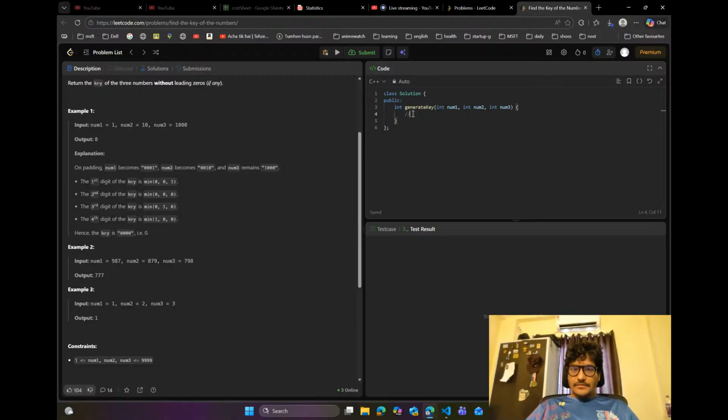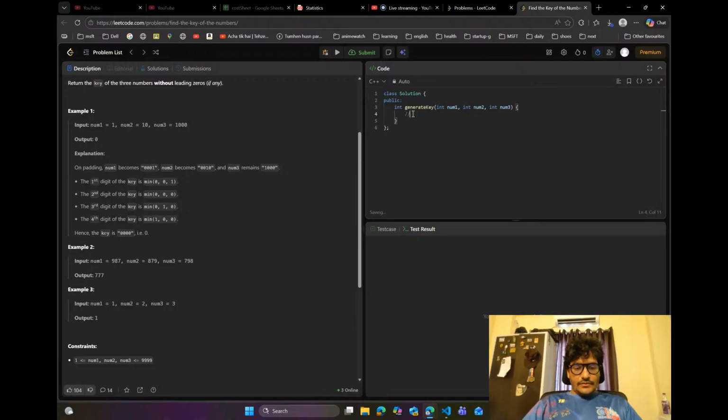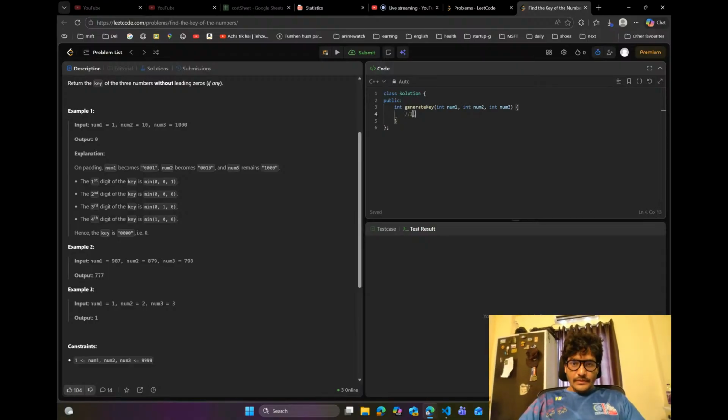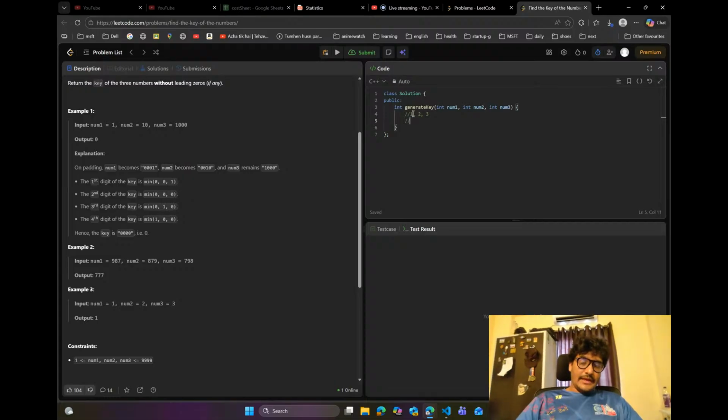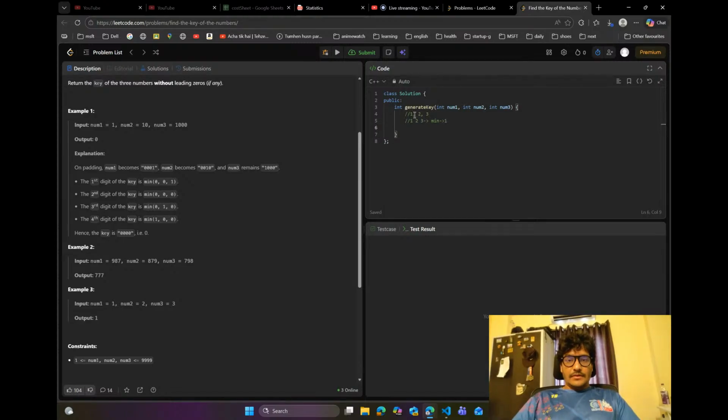Okay, interesting. Let's take a few test cases. 1, 2, 3. If I take the remainder of 1, 2, 3 with respect to 10, it will give 1. This will give 2. This will give 3. I will choose the minimum, which is 1, and that would be my answer.